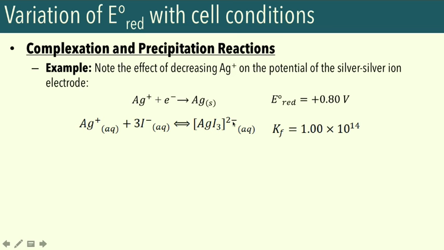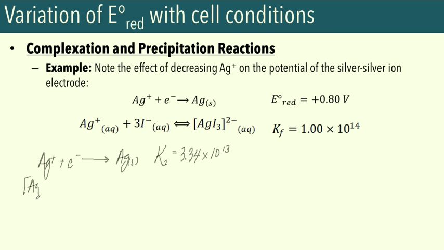If you want to get the net reaction, let's rewrite some of our equations. We have silver ion plus one electron yielding silver solid. The corresponding equilibrium constant for this, as we calculated earlier, is equal to 3.34 times 10 raised to 13. Let's write down the reverse of this reaction: this is our complex yielding silver ions plus 3 iodide ions. The corresponding K for this will be the inverse of the formation constant, so that is equal to 1 over 1.00 times 10 to the 14.